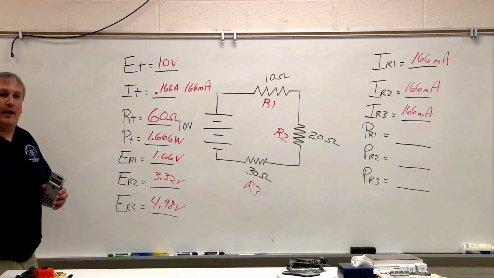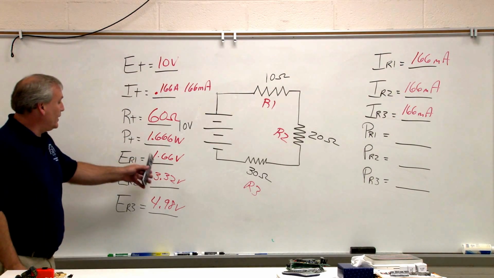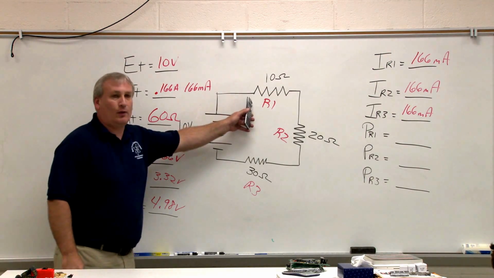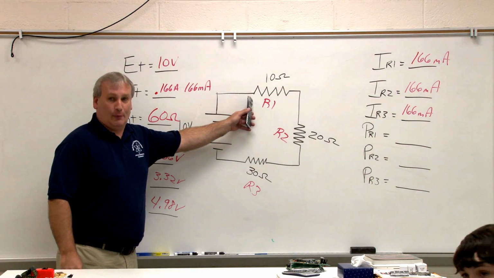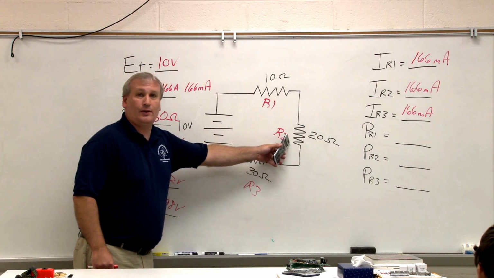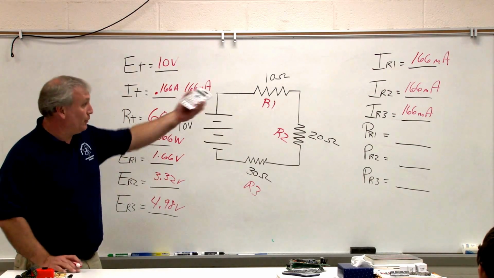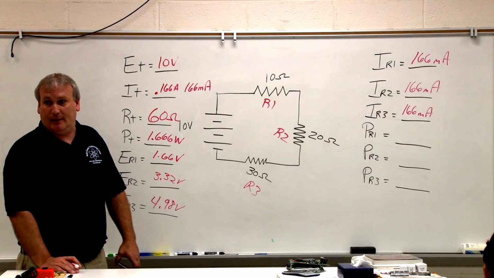Could I solve it? Well, I equals what? E divided by R. So could I have done ER1 divided by R1? I would have come up with the same answer. I could have also done ER2 divided by R2 and ER3 divided by R3, and I would have still come up with 166 milliamps.